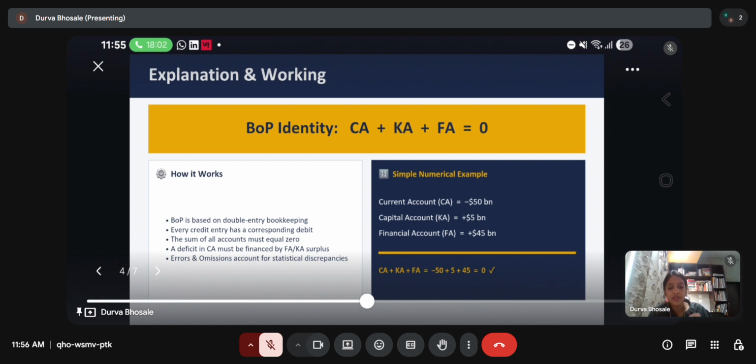So let us understand about this identity more through a simple numerical example. For example, the balance of current account is a negative $50 billion dollars, and the balance of capital account is a positive $5 billion dollars, and the balance of a financial account is a positive $45 billion dollars. Now, when we add all of these up, a negative $50 billion dollars plus a positive $5 billion dollars and positive $45 billion dollars, it equals to 0, hence satisfying a balance of payments identity.